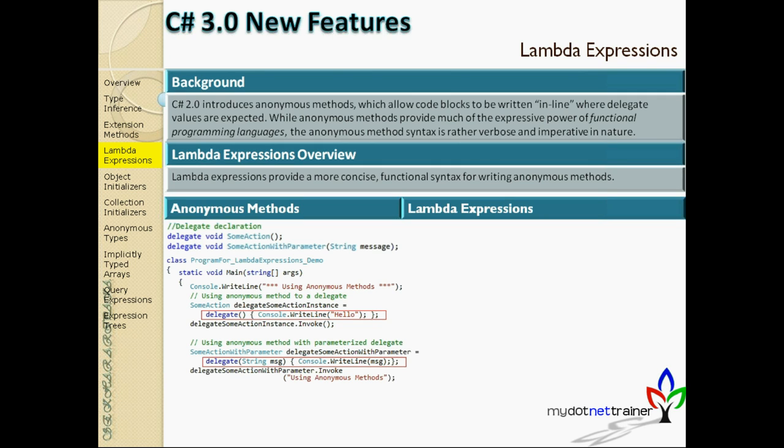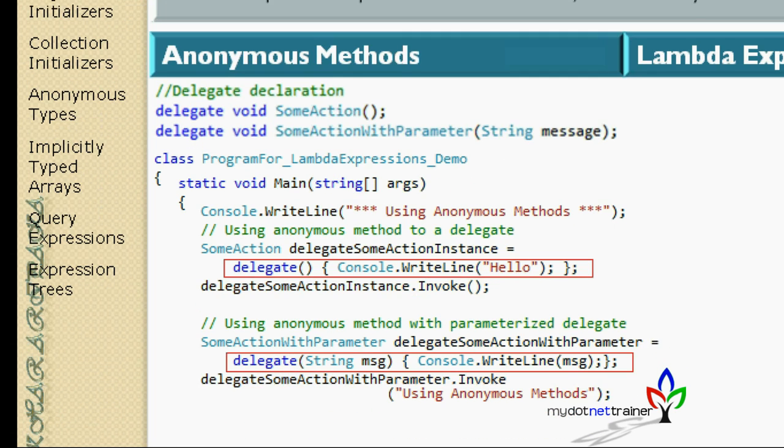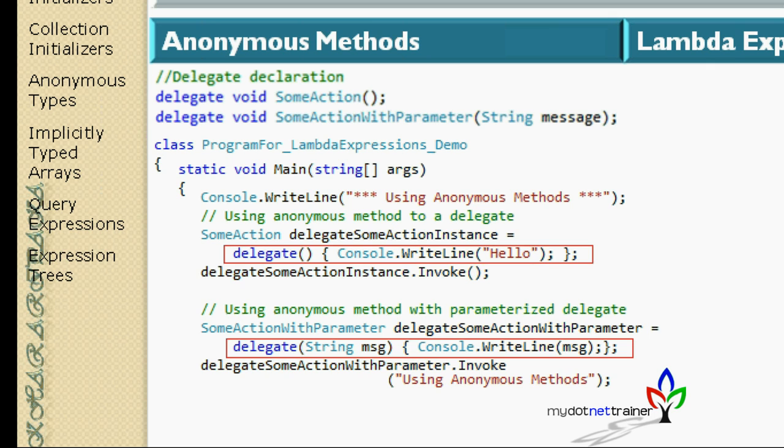So in anonymous methods, we have a delegate on the top, and we create an instance of the delegate and associate a method. Earlier we have seen a method. A method can be a static method or an instance method of a given instance variable, right? So in anonymous methods, we have got rid of writing a separate method for it. We have actually written the method inline for the delegate.